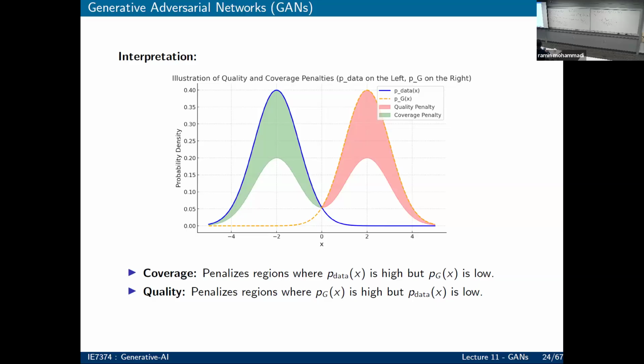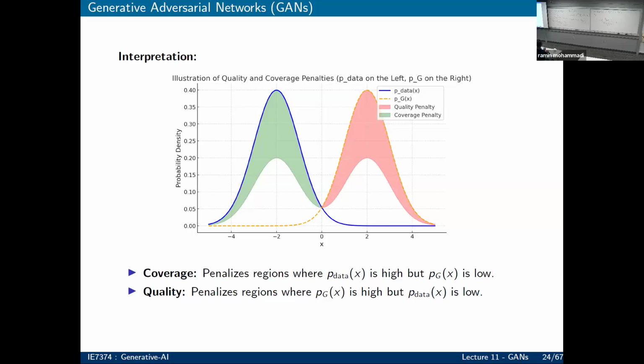When you work on coverage, which is this region, your goal is to cover all the region that the data comes from. That means you have learned that I can cover all the space that images come from. When you focus on the second one, the quality, that's the quality of the data that you are generating. So if my actual data comes from this distribution, and my generated image data comes from this distribution, these are two different errors.